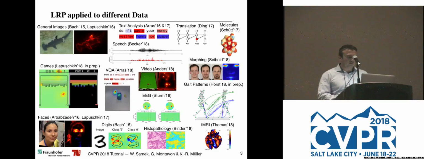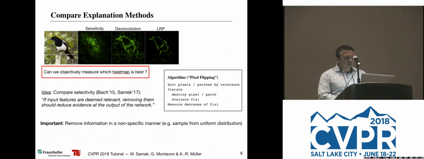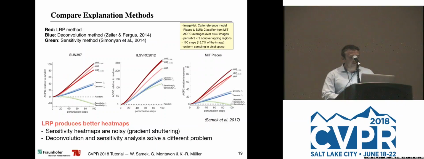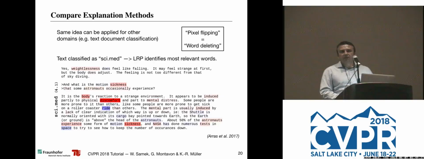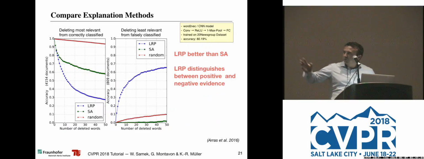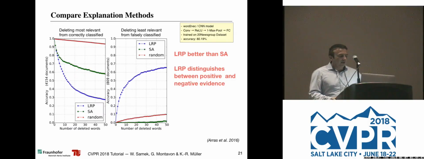In the case of epsilon LRP, and what we also did in text, we used the signed explanation. So we have words which speak against the classification medicine, and words which speak for the classification medicine. In the right plot here, we deleted not the most relevant words, but the least relevant words, which means the words with the highest negative scores. We did this for the falsely classified documents. And we see that if you get rid of these words which speak against the true class, the accuracy largely increases for the LRP method.